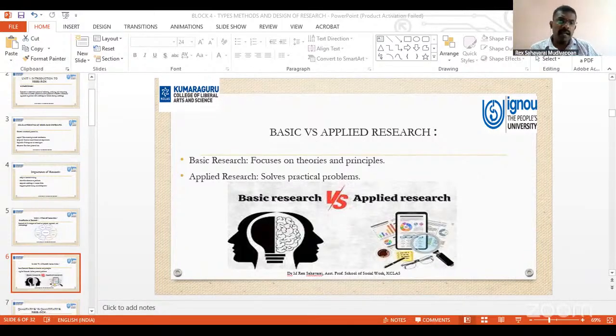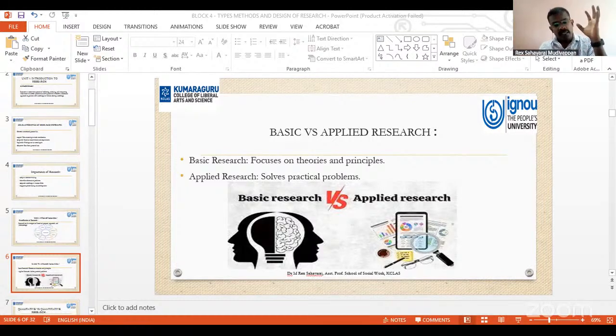When you say applied research, it is to solve practical problems. So you have a theory already. For example, you have a theory on training and development in HRM. And there is a problem in your industry: a lot of people are not trained much, or they are not equipped, so production is very low, or there is no particular contribution from the employees to the organizational growth.